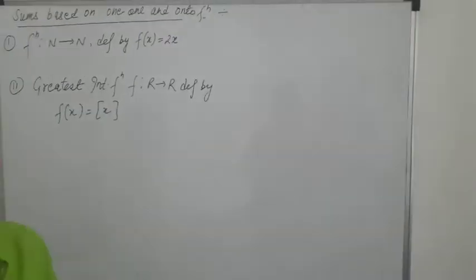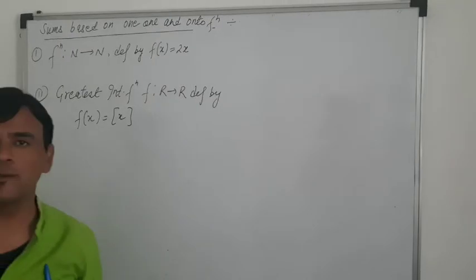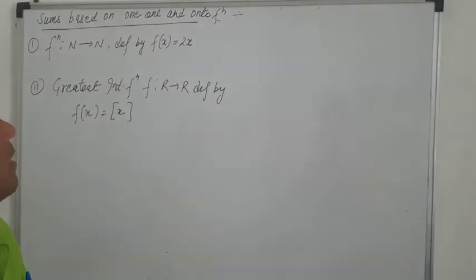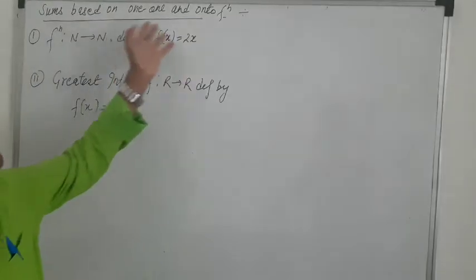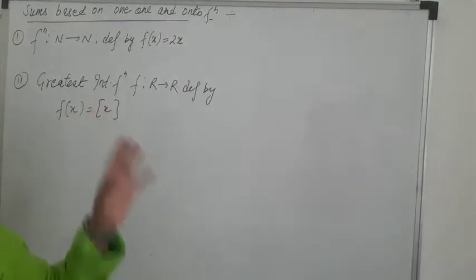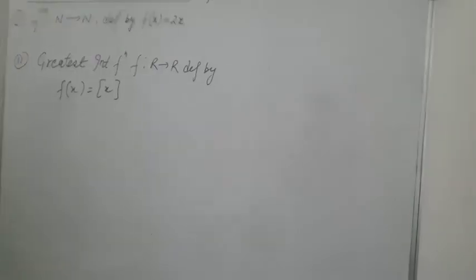Then let's have some examples related to one-one and onto functions. Here we have to check whether these two functions given here are one-one or onto or not. And if both are one-one and onto, then you can easily say that both the functions are bijective. Let me check this one by one. So come to the first one.